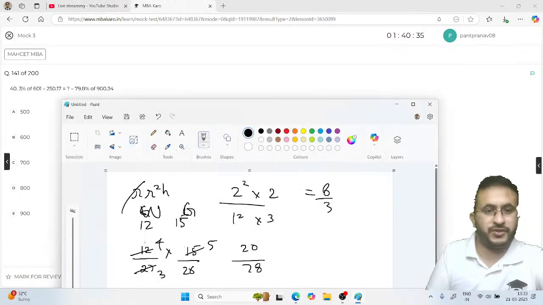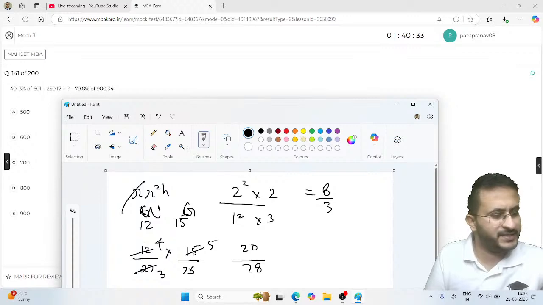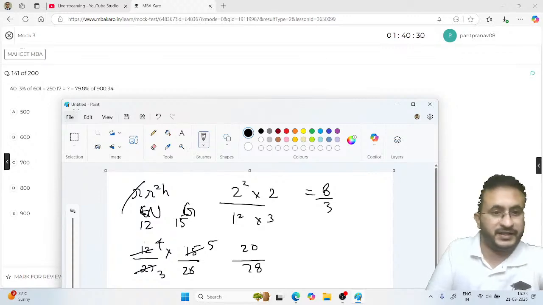Okay, so some questions on approximation. Again, these are easy questions and should be done in the exam.